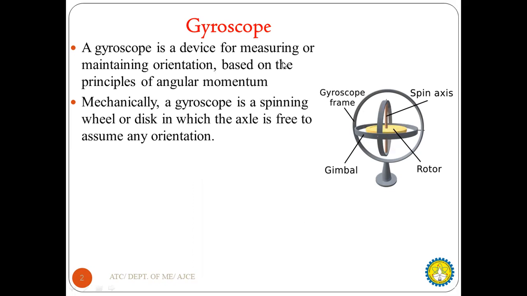A gyroscope is a device for measuring and maintaining orientation based on the principle of angular momentum. It is a spinning wheel or disc in which the axis is free to assume any orientation. So this is the disc, placed inside some axis. This part is called the gimbal, then this is the corresponding frame. This can rotate in any direction.